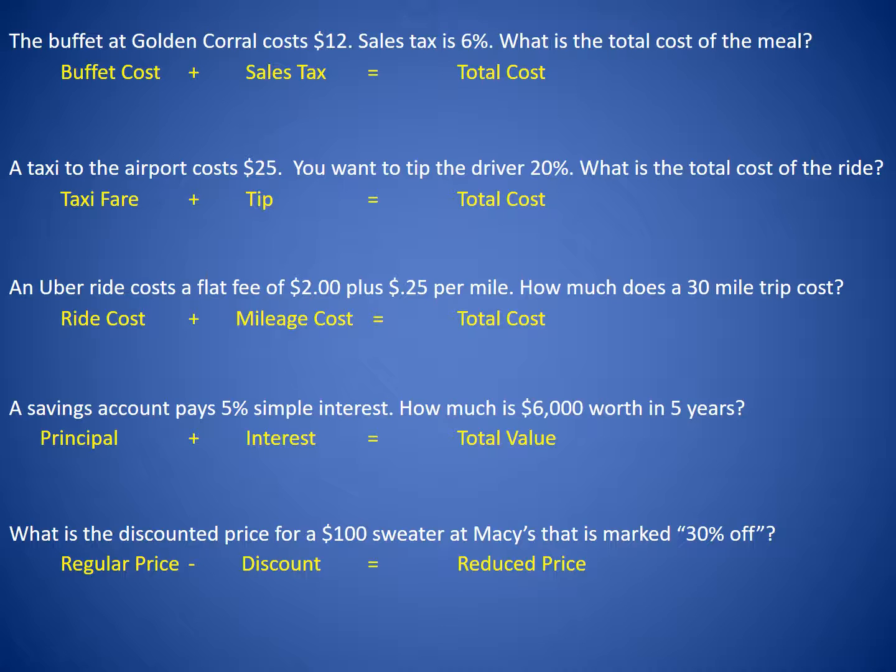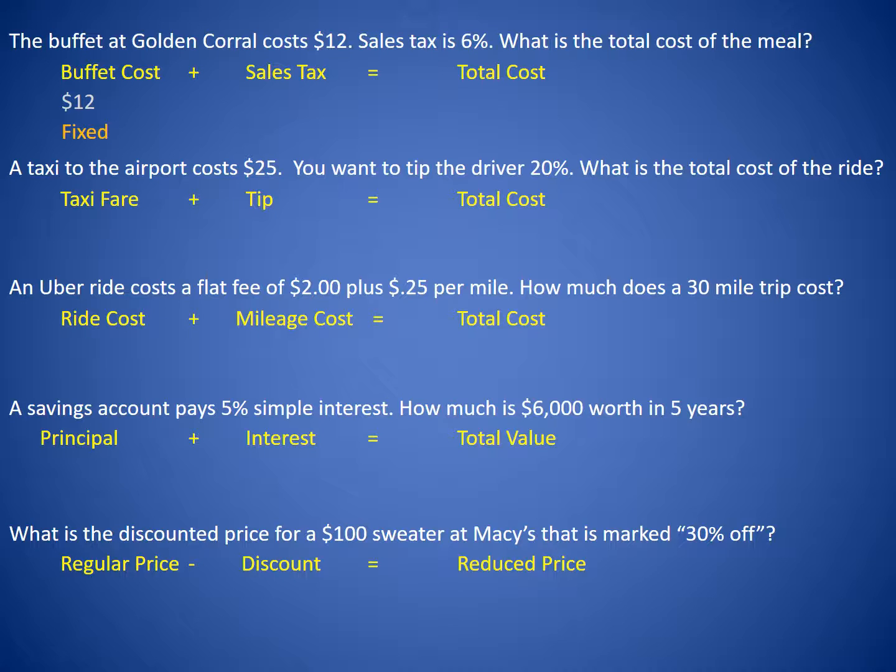All right, let's take this one step further now. Let's start with the first problem, back to the buffet at the Golden Corral. Remember, if we describe the relationship between the parts in words, we said the buffet cost plus the sales tax equals the total cost. So if we look at the buffet cost, it's $12, right? It's $12 for everybody. So I refer to this as a fixed cost. You walk in there, they're going to say it's $12. I don't care how much you eat, it's $12.